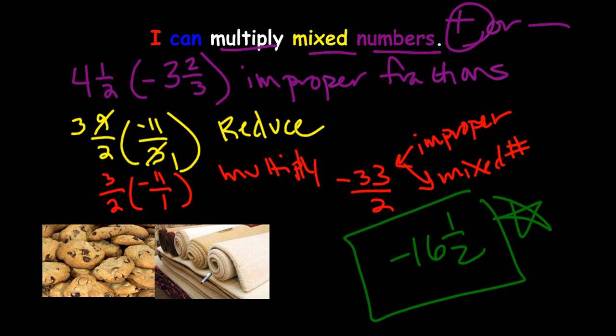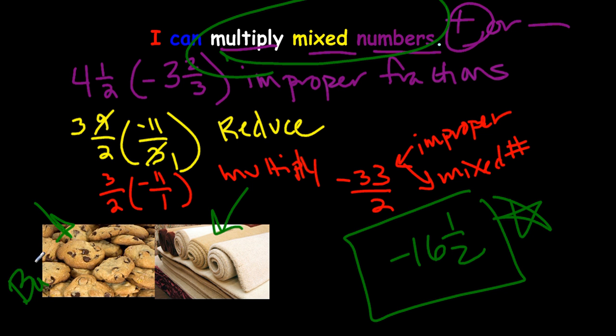So the other thing you might be thinking is, why in the world do you have cookies and carpet at the bottom of the page? Well, let me tell you a little something. One of the places where I think about multiplying mixed numbers is the word problems that you're going to see it in. You might see it in baking problems.